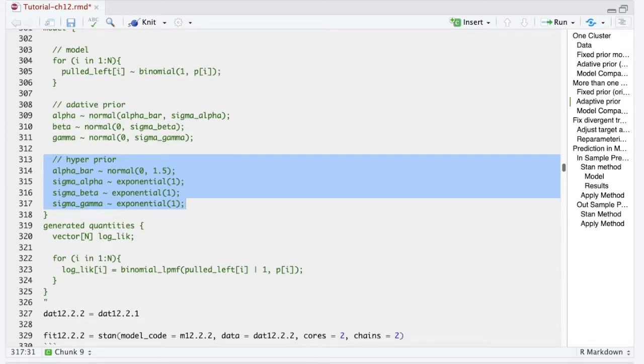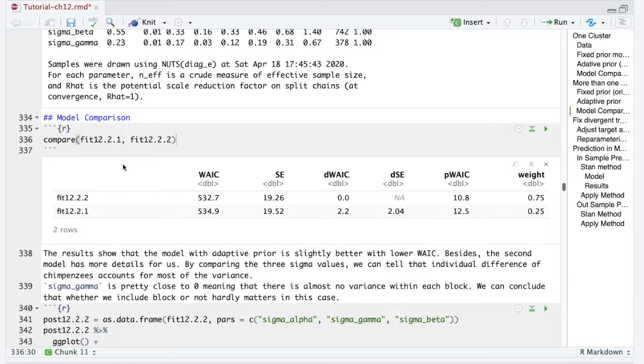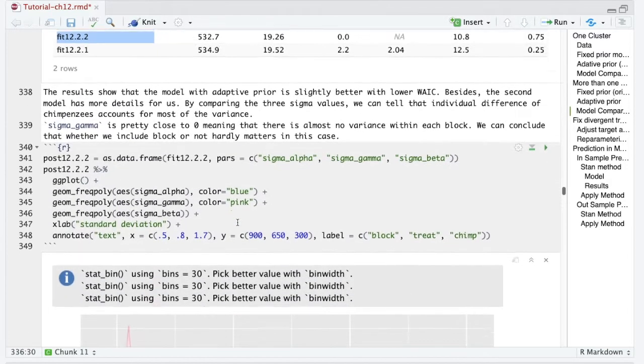It's not very difficult to move from the model with one cluster to a model with many clusters, like the chimpanzee's example. Let's compare these two models. As you can see here, the model with adaptive prior, model 12.2.2, is slightly better with lower WAIC value. Besides, the second model has more details for us, so we can compare the 3 sigma values.